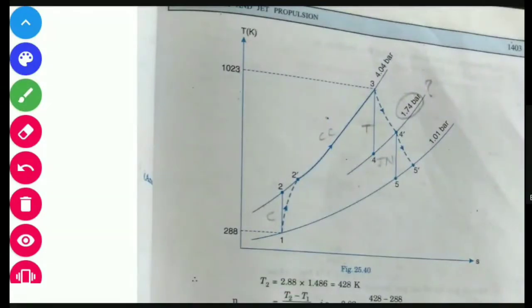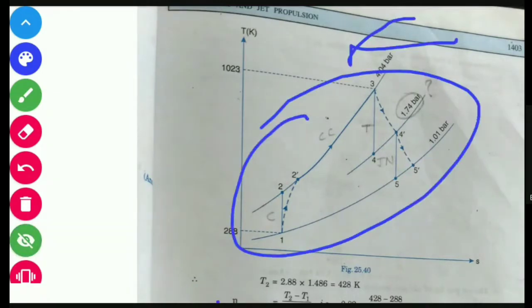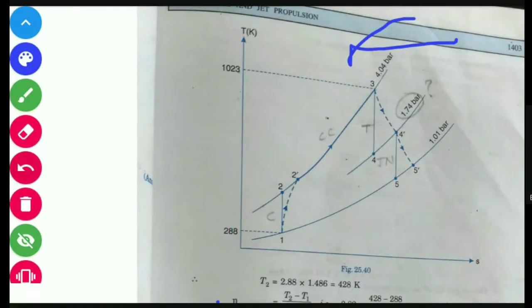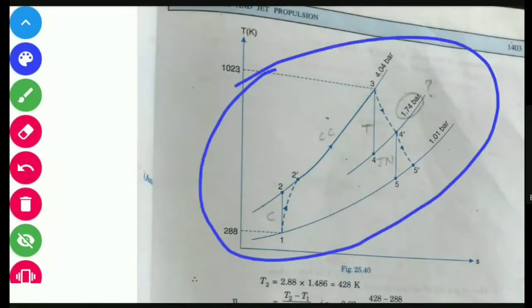So in this, you see, this is similar to an open cycle gas turbine cycle. Here, additionally, we are having the jet nozzle. We have a compressor, combustion chamber, turbine. But this is for a turbojet engine.